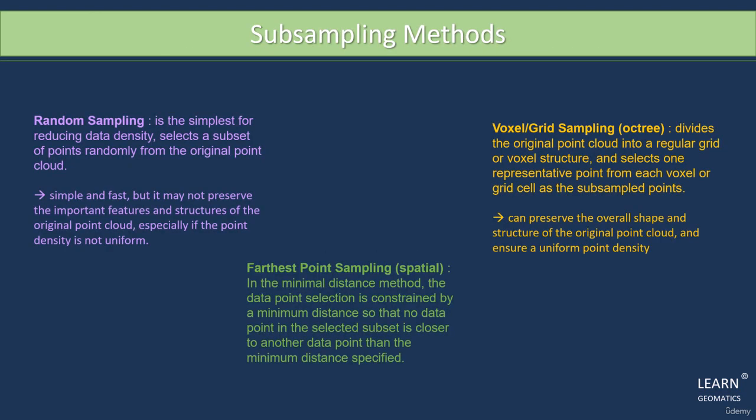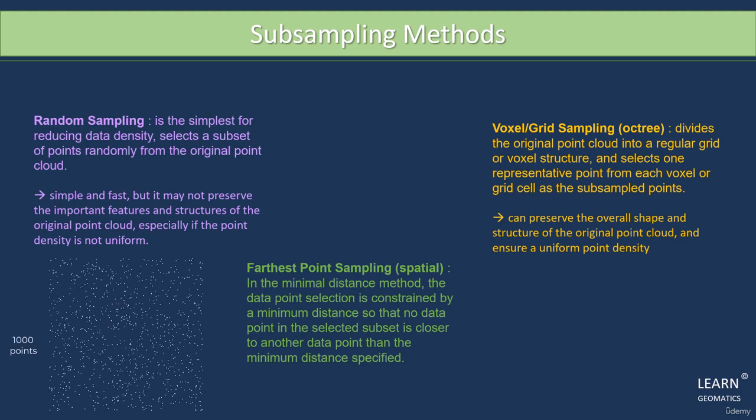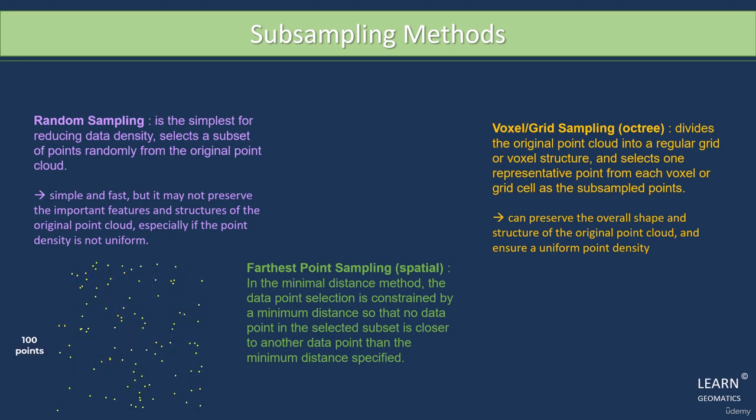Now, let's talk about some common subsampling methods that can be used to reduce the size or density of a point cloud. There are many different subsampling methods, each with its own advantages and limitations. Here are some examples. Random subsampling. This method involves selecting points randomly from the original point cloud.